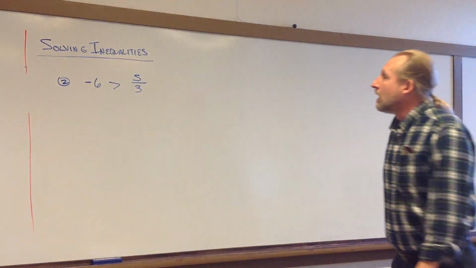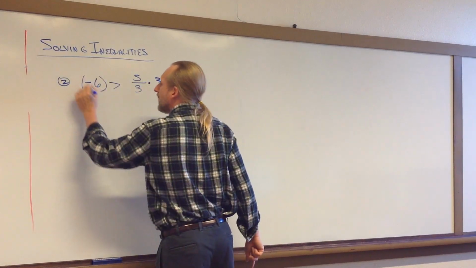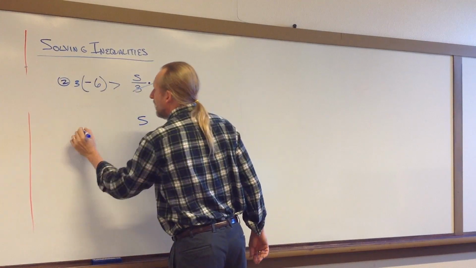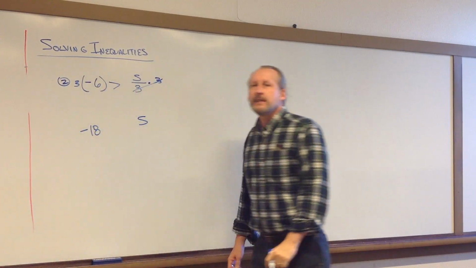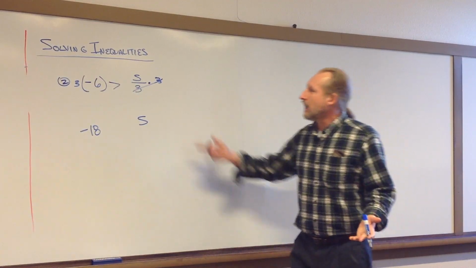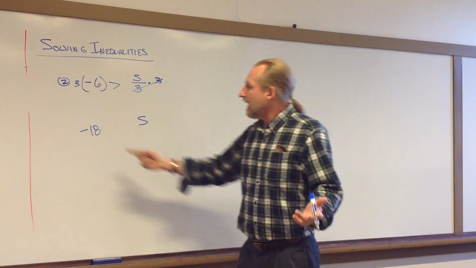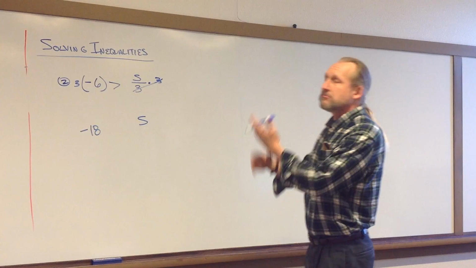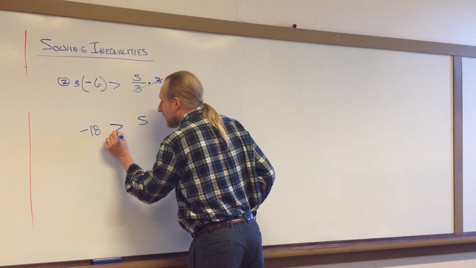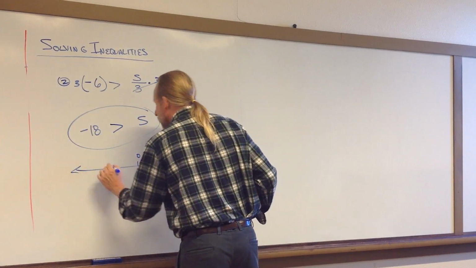Okay, so to get this s by itself, I'm going to multiply on both sides by 3. Okay, so these cancel out. I'm left with s. Over here I get negative 18. Now, did I multiply or divide by a negative number? No, I did not. I multiplied by a positive number. Even though there was a negative in the problem, and this number over here is negative, I did not multiply or divide by a negative number. So this will stay the way that it is, and there's our answer, s less than negative 18.